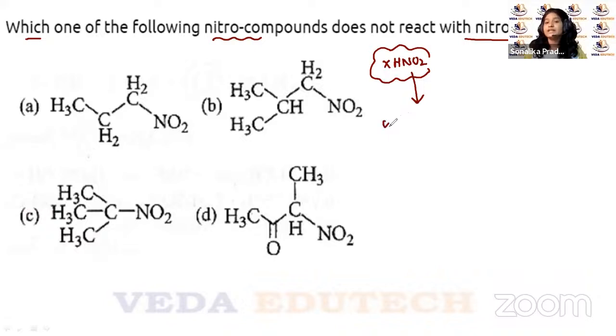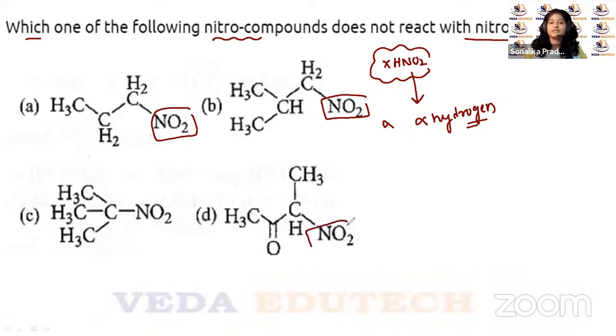It is the one which does not have alpha hydrogen, right? So you can all spot here that the nitro compound is present in all these cases, and this one is your alpha carbon. As you can see, in the first case you have 2 alpha hydrogens. In this case also you have 2 alpha hydrogens. In this case you have 1 alpha hydrogen.